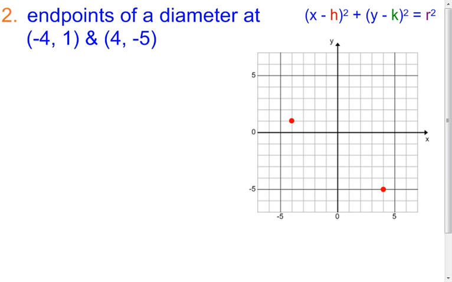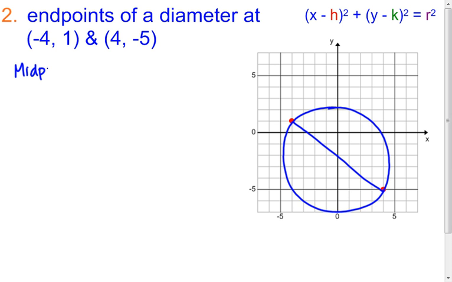All right, this one's a little bit trickier. Basically it says that the endpoints of the diameter are at -4, 1 and 4, -5. So you have those there, which basically means that your circle will look something like this. And that's certainly not a perfect shape, but it will look something like this. So in order to make an equation, the first thing you need to know is where the center is. And if this is the diameter, you know that the center will be halfway in between there somewhere. And so you need to use the midpoint formula to figure out the center.